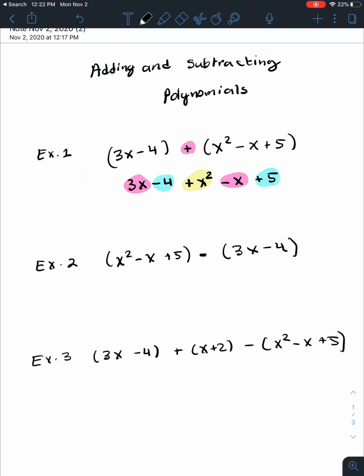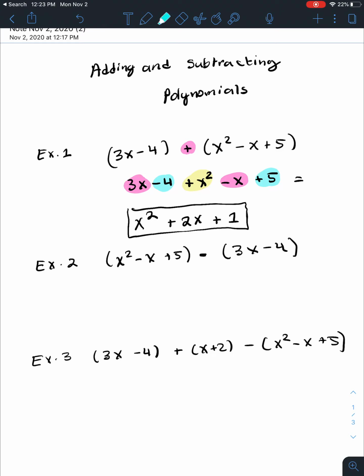And then we go in descending order. So we start with the highest degree. So we're going to write x squared. And then we're going to do 3x minus x, which is a positive 2x. And then we're going to do negative 4 plus 5, which is a positive 1. And then we are finished. And that is our final answer.